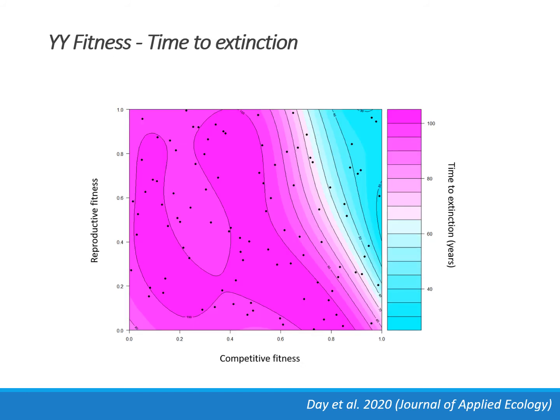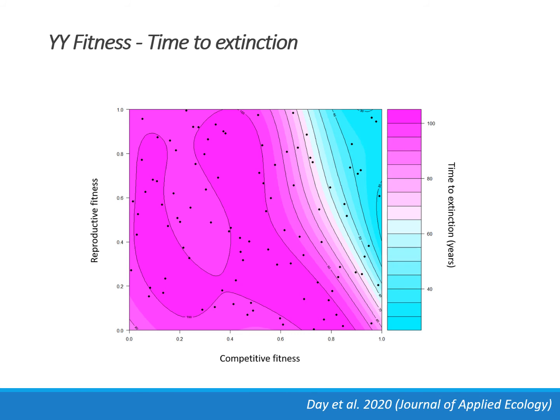And then in terms of how long it took to drive the population to extinction, now the purple color is showing the longest possible time to extinction. In fact, in the darkest color, extinction never occurred. And we're seeing a similar pattern here where competitive fitness had a stronger effect on how long it would take to drive the brook trout population to extinction. And even with reproductive fitness values all the way down to 0.2, you could still get a very successful eradication program.